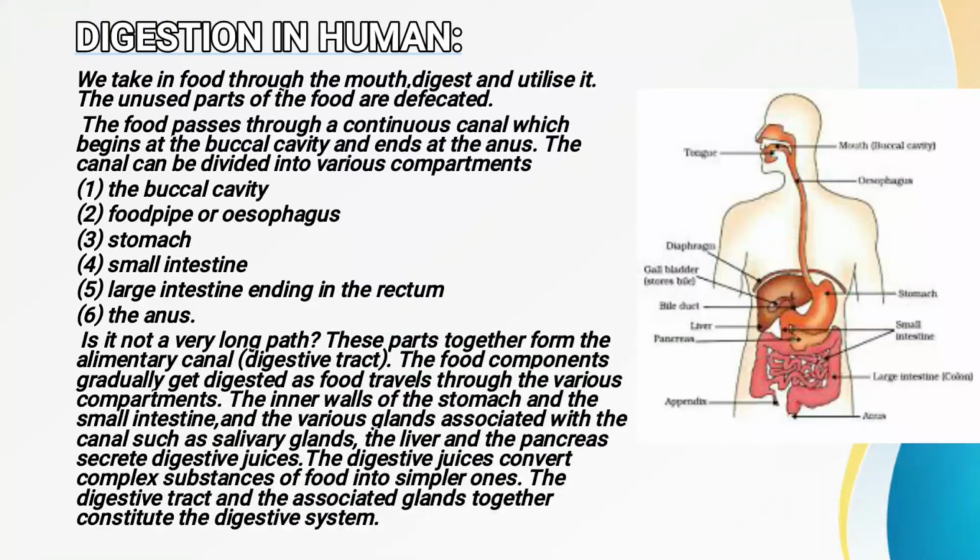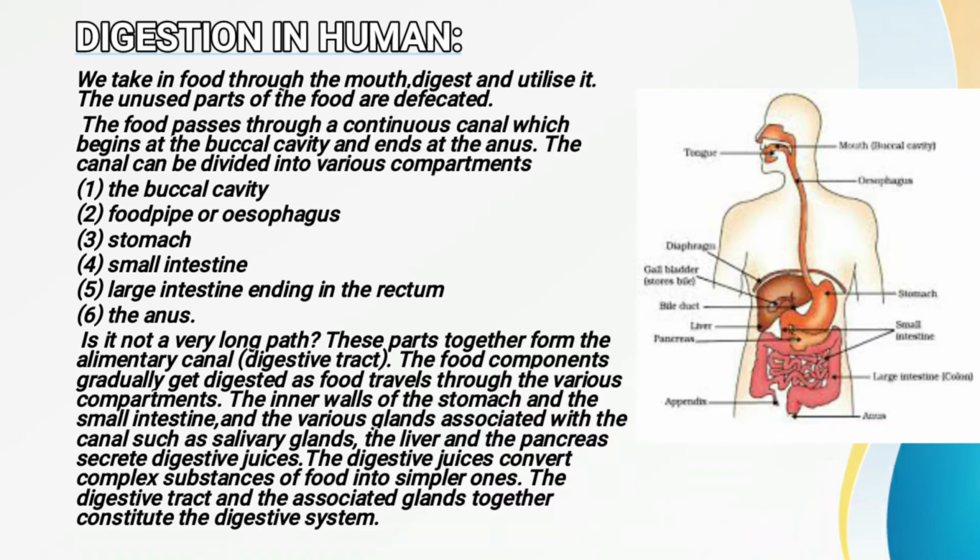Now what do we have to read next? The next topic that we have to read is digestion in humans. Now see how digestion takes place in human beings. Fine. So how digestion takes place in human beings, that we will study in this topic. Now first of all, have an overview of this digestive system. This is a figure of the digestive system.